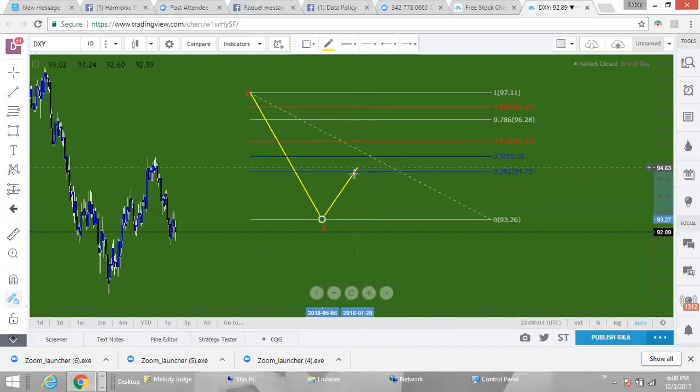As I said, the market has to pull back to a minimum of the 382, and it can wick past the 382, but if it touches the 618, this is an invalid pattern. So we'll leave this here, and we're going to identify that as our B leg.